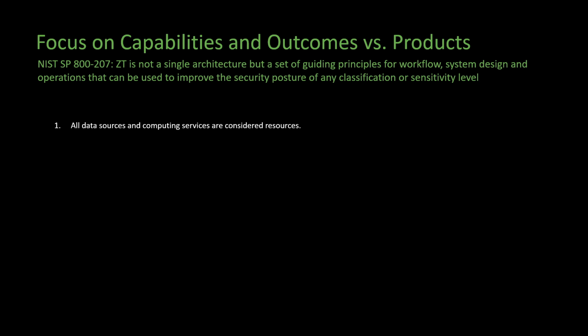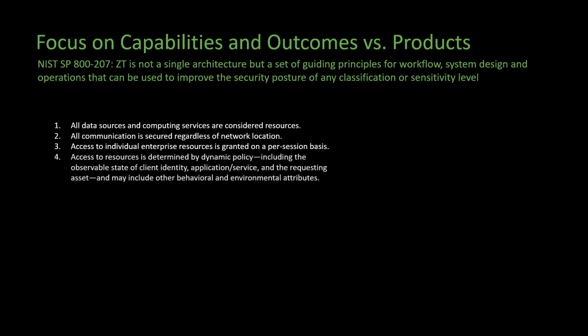And so when we look at the guidelines here, we see all data sources and computing services are considered resources. All right. All communication is secured regardless of network location. Okay. Access to individual enterprise resources is granted on a per session basis. Now that changes a lot. Access to resources is determined by dynamic policy, including observable state of client identity, application service, and requesting asset, and may include other behavioral and environmental attributes.